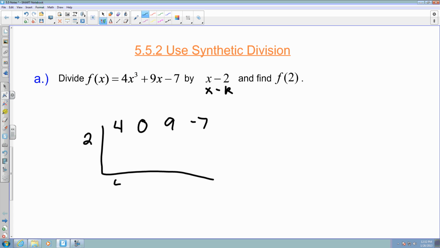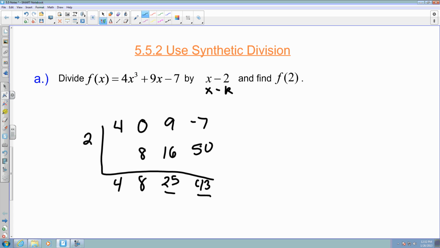I drop down that 4, multiply that by 2, so that gives me 8. Add those together, that's still 8. 8 times 2 is 16. 16 plus 9 is 25. 25 times 2 is 50. And then you add that to negative 7, that gives me 43. So this value here, the 43, is considered our remainder.